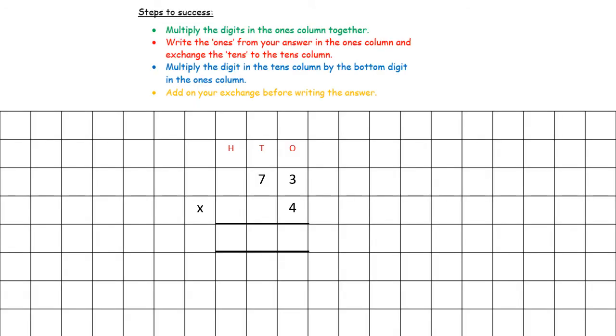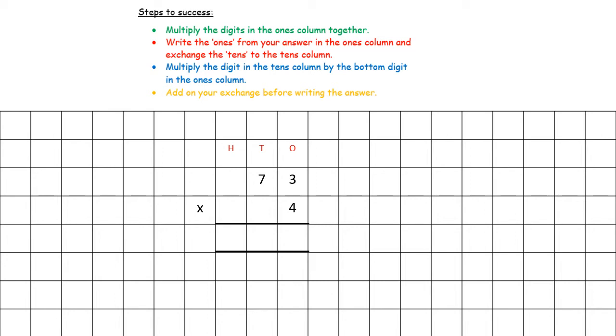Now I'm going to go through this problem very carefully with you so you understand the exact steps. So we're going to follow our steps to success. We've got 73 times 4, okay? 73 times 4. So the first thing we need to do is multiply the digits in the ones column together.